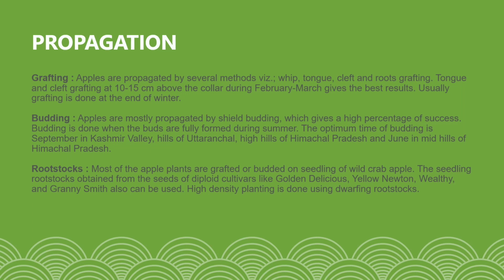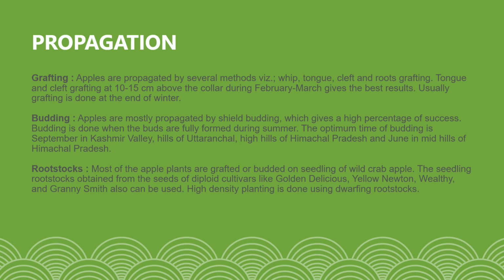Second, budding. Apples are mostly propagated by shield budding, which gives a high percentage of success. Budding is done when buds are fully formed during summer. Optimum time of budding is September in Kashmir Valley, hills of Uttaranchal, high hills of Himachal Pradesh, and June in mid hills of Himachal Pradesh.